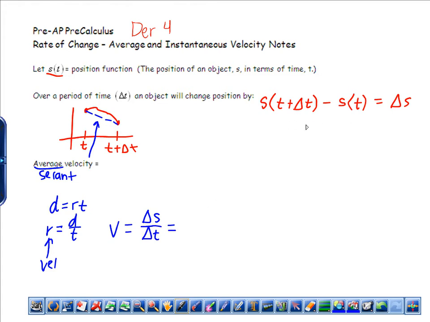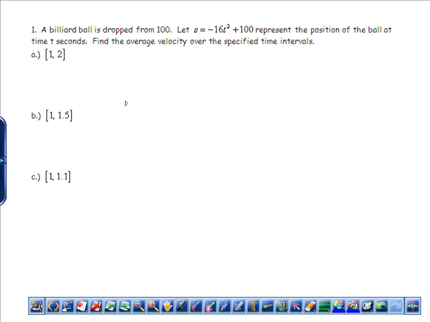Okay, now change in s. We already saw that this is s of t plus delta t minus s of t all over delta t. Okay, this right here is what we call average velocity. This is the secant line. All right, so let's see what happens here. We'll get to the instantaneous part in a minute.